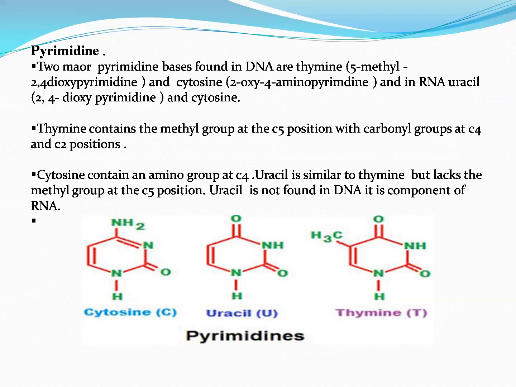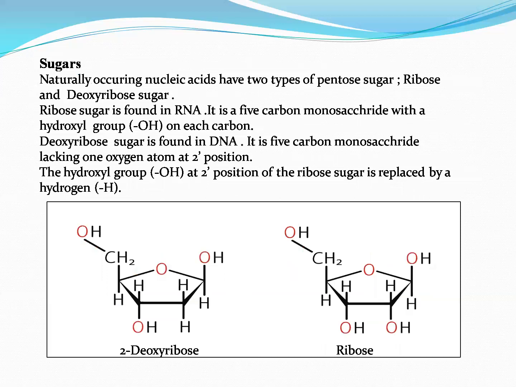2-oxy-4-aminopyrimidine, and uracil is called the 2,4-dioxypyrimidine structure. Okay, thymine contains the methyl group at the C5 position with the carbonyl groups at the C4 and C2 positions. Already I have told you, in the C4 and C2 positions, the carbonyl group is present in thymine. Next slides we are going to discuss the sugars.